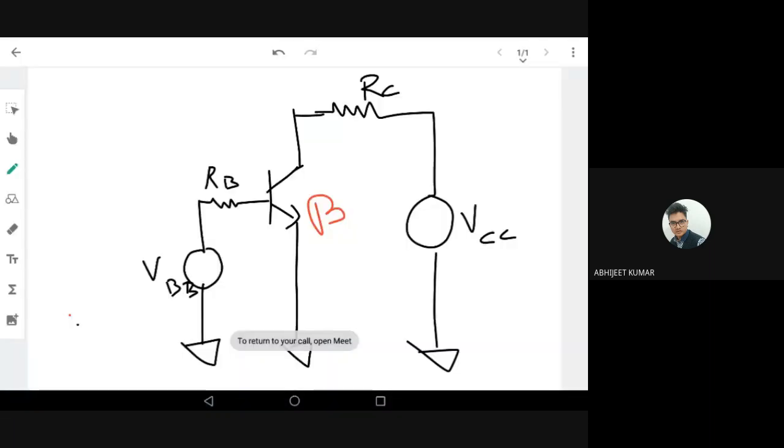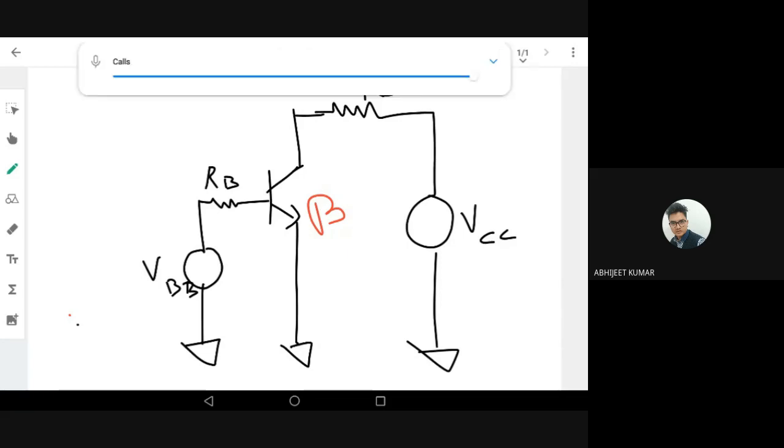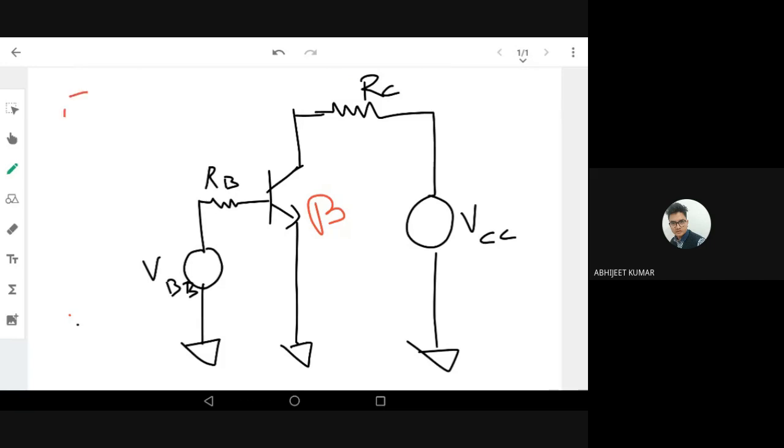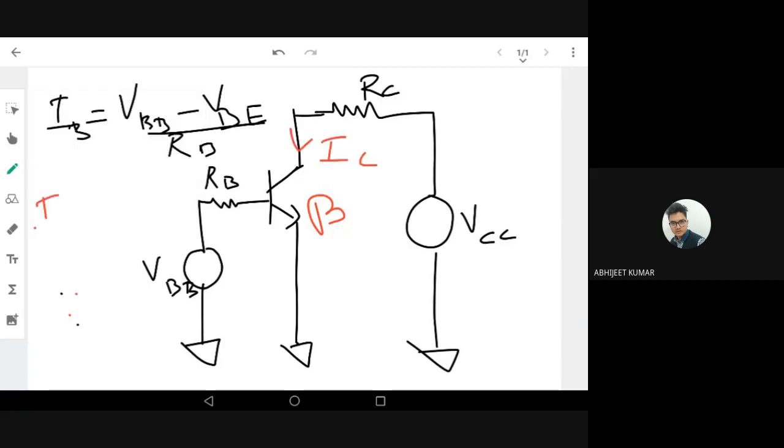So we have beta. Yesterday we discussed beta. Now what did we start yesterday? First find IB. What is IB? We calculate it in the base circuit: VBB, the driving voltage, minus VBE, the diode drop, divided by RB. So we calculate IB and then we calculate IC. IC is beta times IB. So we got the operating current of the transistor.